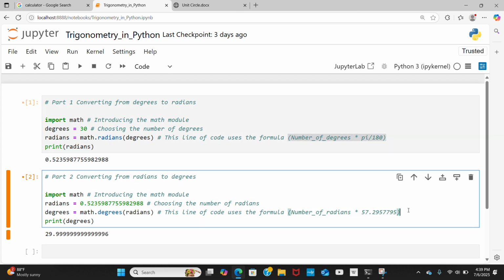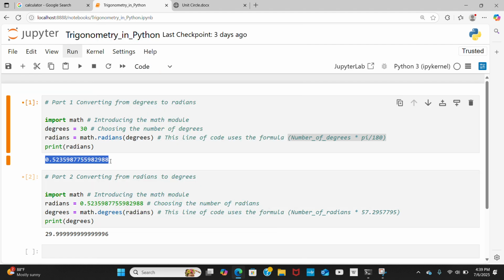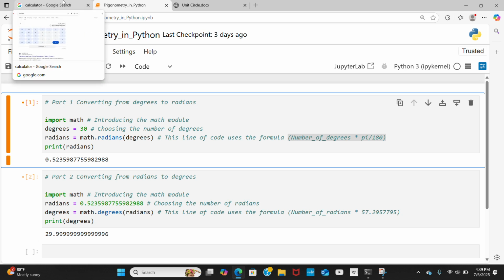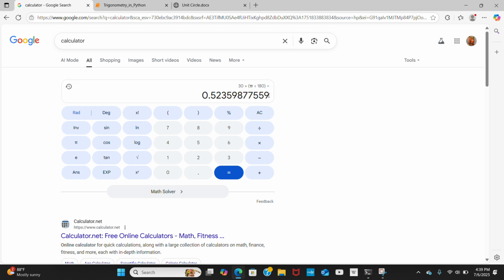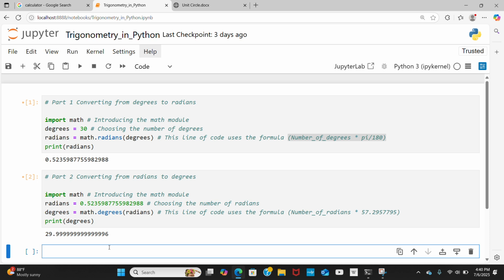Now let's go check it. So the number of radians is... Okay, I can't copy it, so I'm just going to type 0.5235987755982988 times 57.2957795. It almost gets me 30. Not exactly the same, but it's close enough.